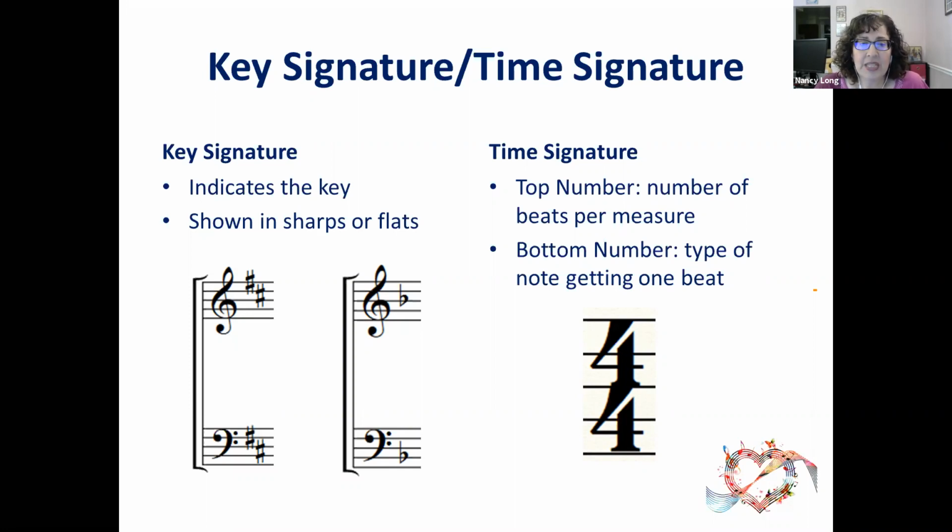So the key signature comes after the clef sign. So you can see them here, 2 examples of key signatures. It shows the key signature will either have sharps or it will have flats.